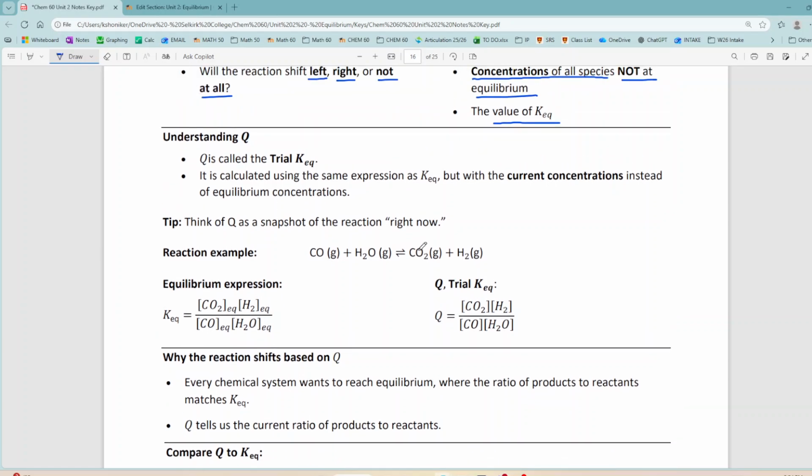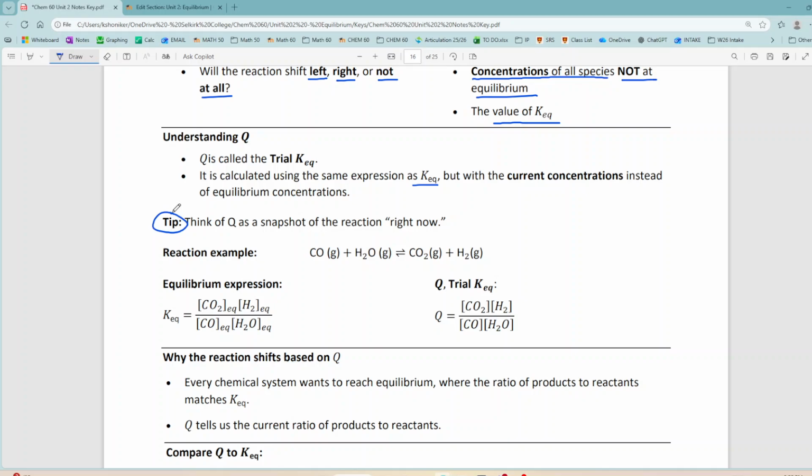The first thing we have to do is understand this value Q, which is your trial KEQ, or your trial equilibrium constant. The value of Q is calculated the same as KEQ, but instead of looking at equilibrium conditions, we're going to be looking at current concentrations, right? So whatever we're at this moment in time. My biggest tip to you is to think of Q, or your trial KEQ, as a snapshot of the reaction right now.